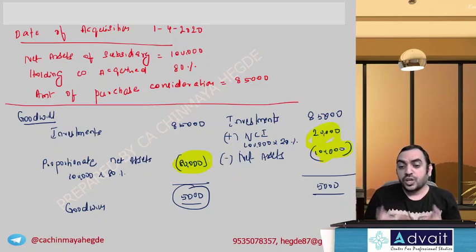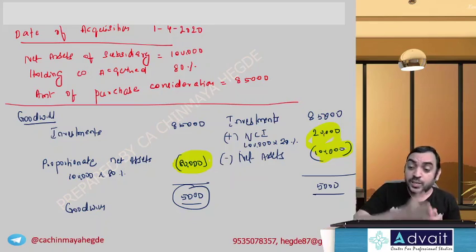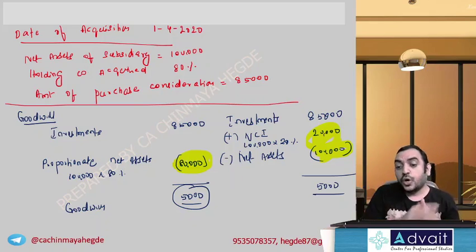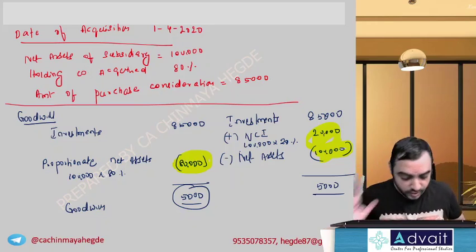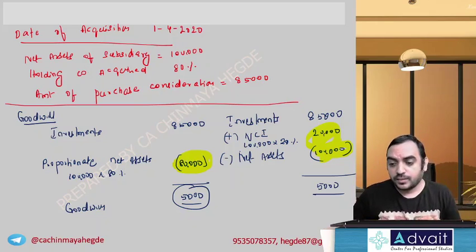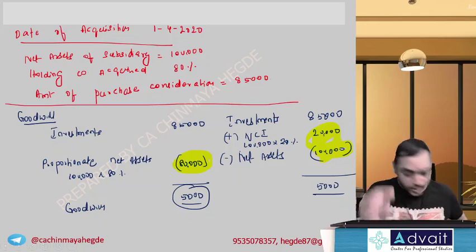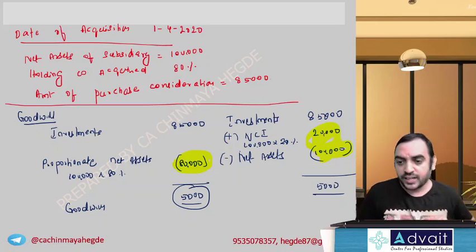So either you can measure goodwill under the proportionate method, or you can measure goodwill under the NCI method or fair value method provided by Ind AS 103, that is, goodwill also valued at fair value. Now let me tell you how it looks and why that is going to apply. That we have to discuss now, with this example, with this numerical only, we'll try to understand.